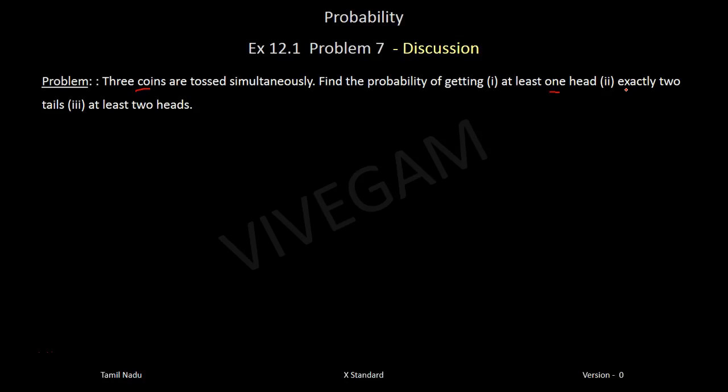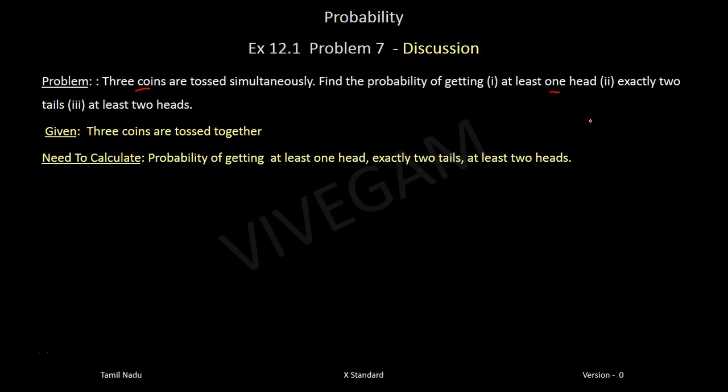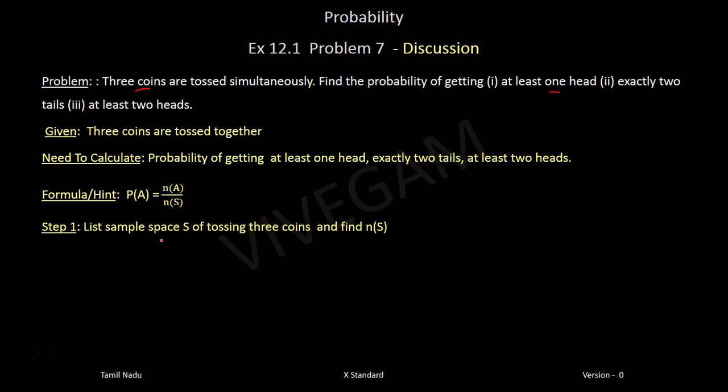Let's work it out. So 3 coins are tossed together. It's given. What is asked? We are asked to find at least 1 head, exactly 2 tails, and at least 2 heads. The formula is the same. Probability of A is N of A divided by N of S. So first thing is to find the sample space S of tossing 3 coins and find N of S.